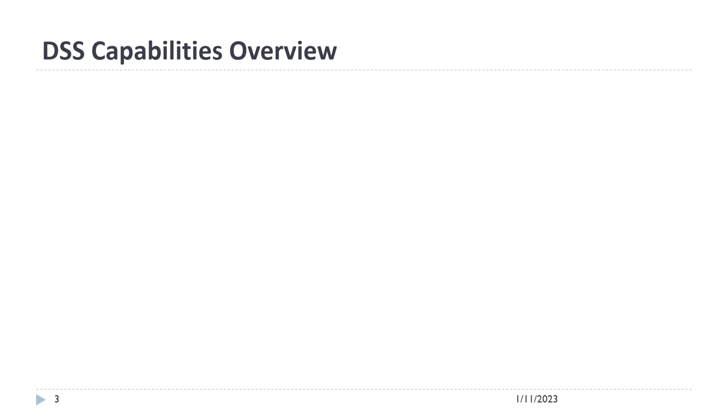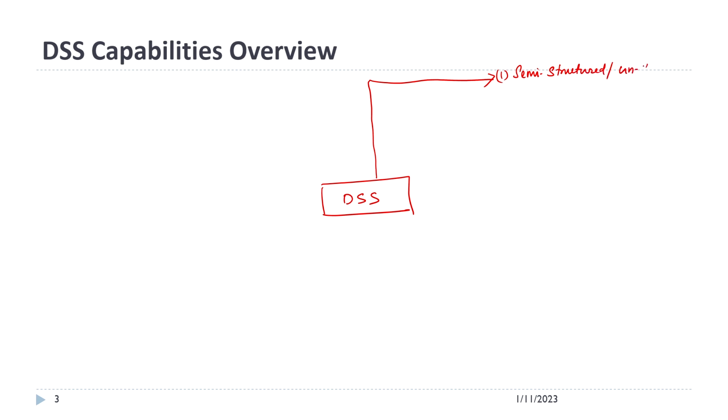So, there are multiple ways we can do this. Let me try to do it in a diagrammatic fashion. Maybe we find space, then we will be able to do it. Okay. So, I will just use DSS as something like, okay, it starts with what we call number 1, semi-structured or unstructured problems.